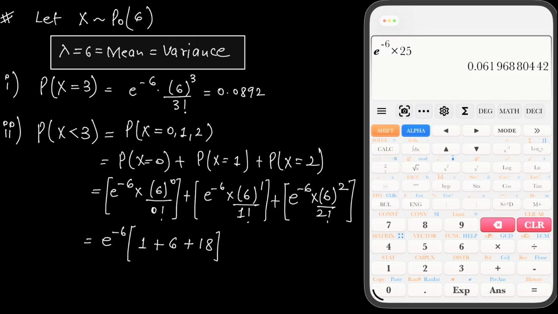And now we are getting the final answer as 0.06196. When I round off this number, I will get 0.062. Okay, so now we have understood that if we want to calculate the value of X equals 3, this is the way we use it. When we are calculating the probability of X less than 3, it means 0, 1, 2.